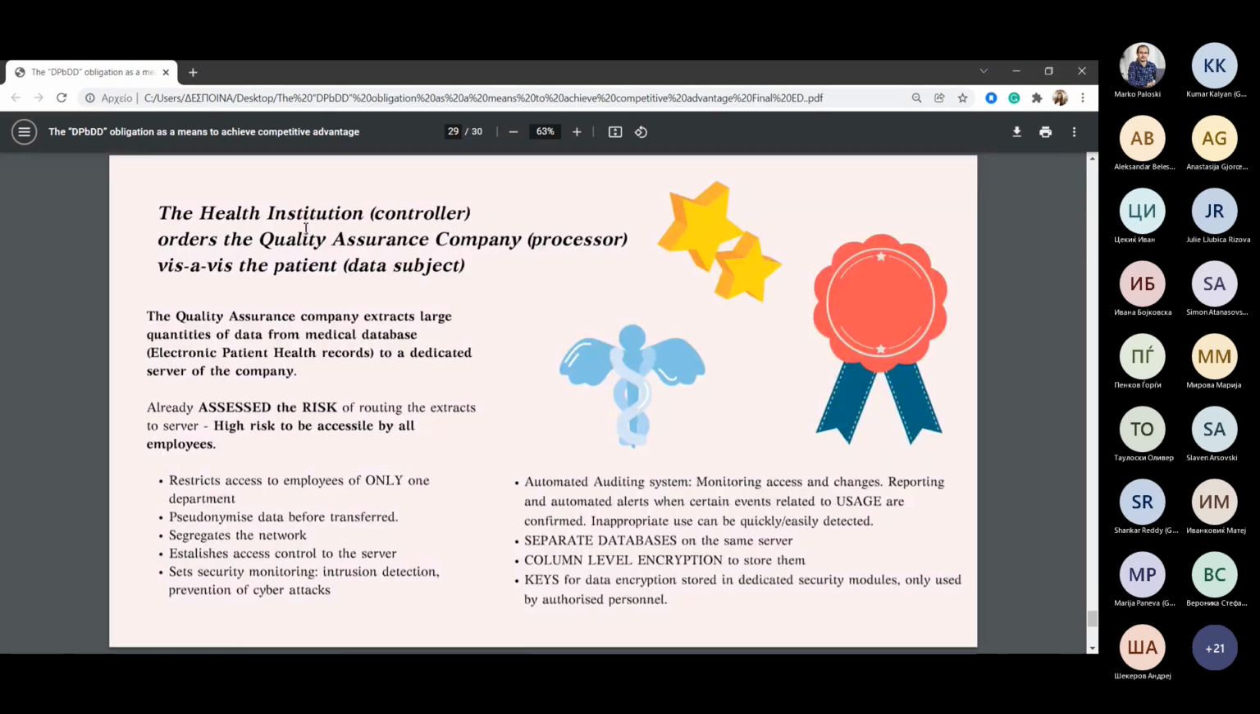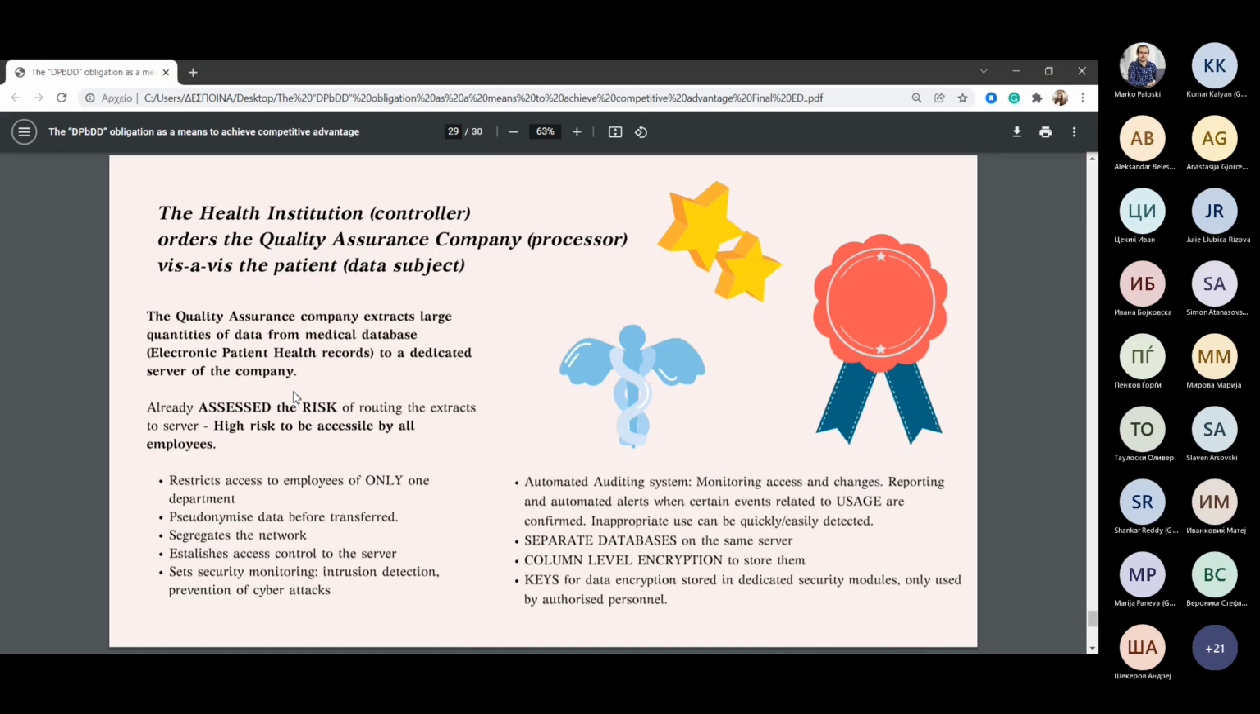The health institution, the controller, orders a quality assurance company, the processor, to use the data of a patient. The quality assurance company extracts large quantities of data from a medical database to a dedicated server of the company. So we have here a risk, and the risk is assessed of routing the extracts to the server. There is a high risk that the data might be accessible by all employees.